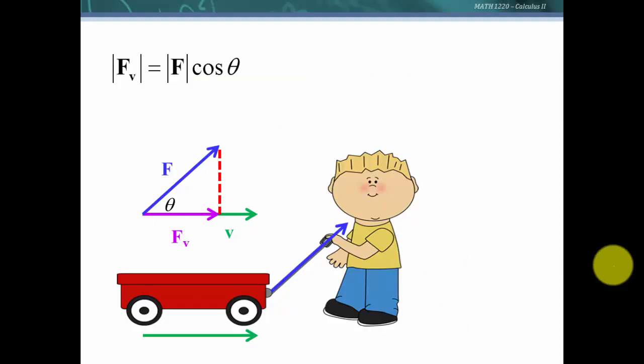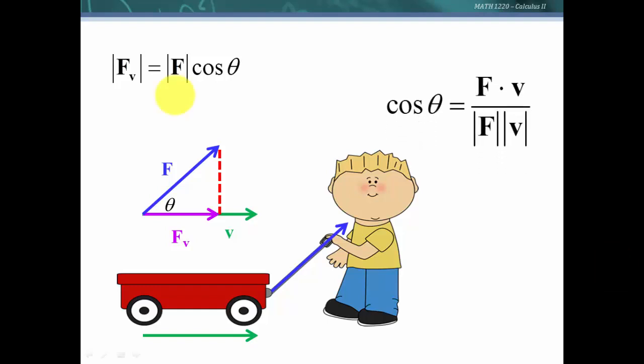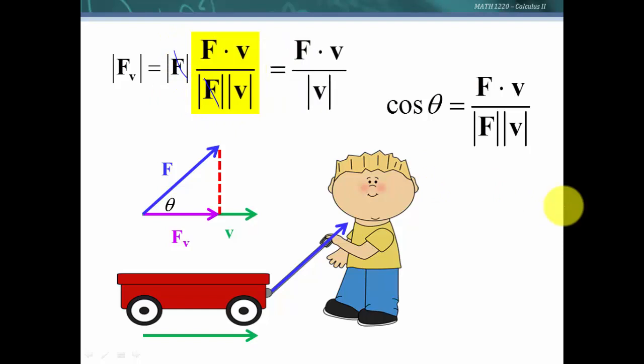Now let's go back to our wagon problem. We now have a formula for cosine theta. It is dotting the force vector with the displacement vector over the product of the magnitudes of those two vectors. Now we could take this and substitute that in for cosine theta, and then once we did that, we could cancel these out, and so we would have the force vector dotted with the displacement vector over the magnitude of the displacement vector, and that would give us the magnitude of the force vector in the direction of the displacement.